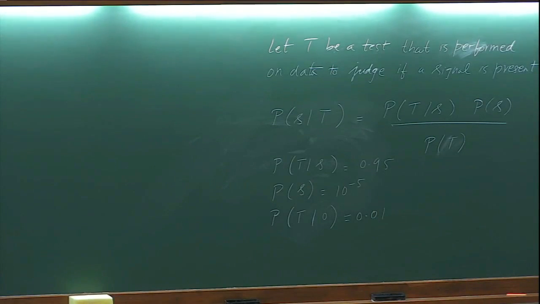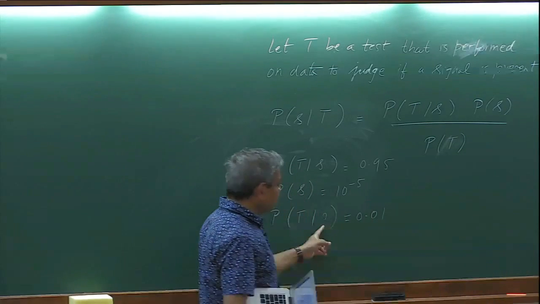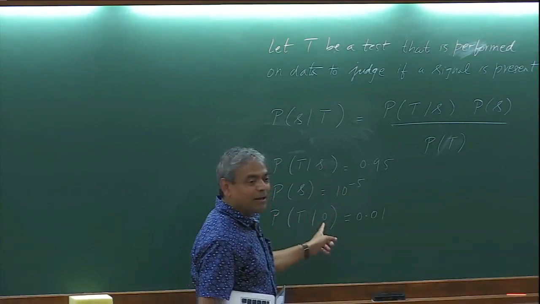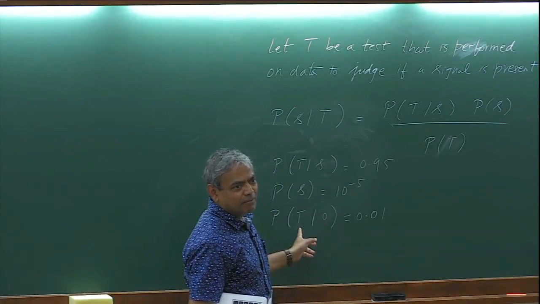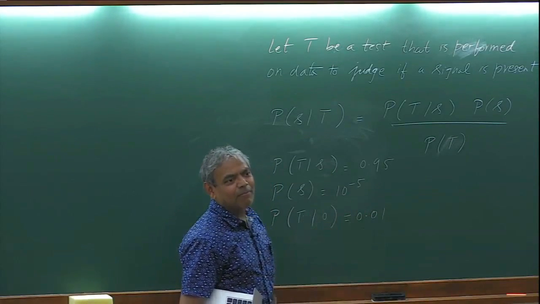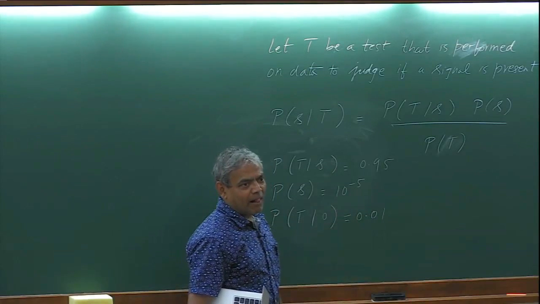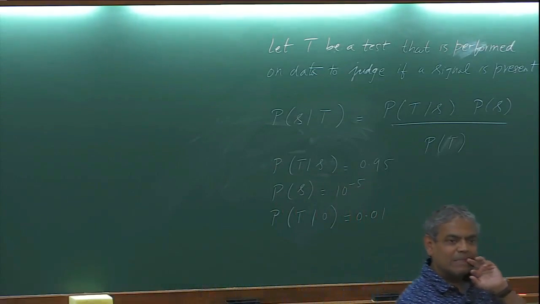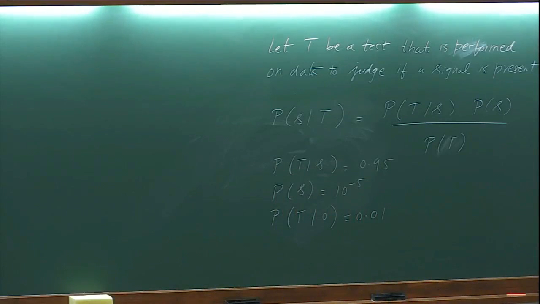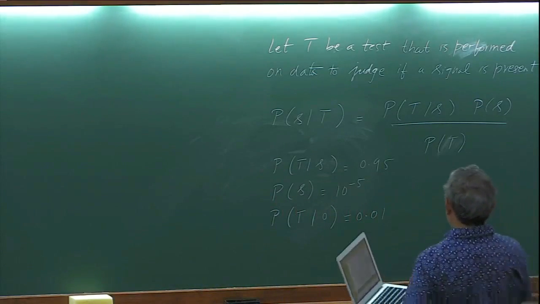And 0.01 means that if there is no signal, only 1% of the time the test fails. No, the test will be true. It says the signal is present. It's a false alarm. 1% of the time, when there is no signal, the test is positive. It says there is a signal present. So this is what we would call a false alarm.